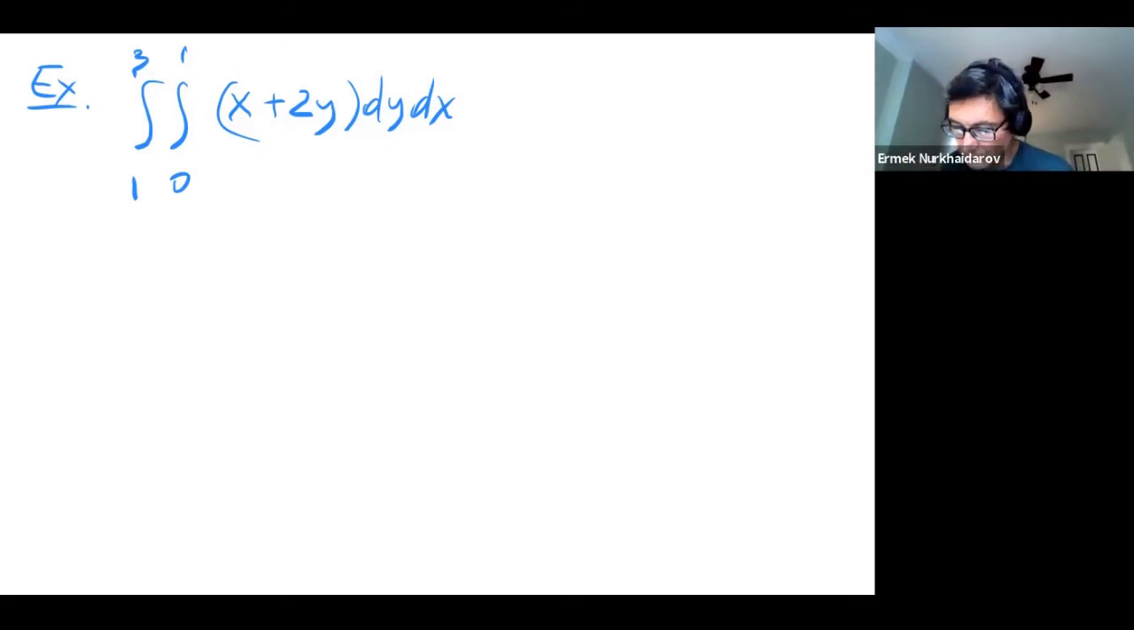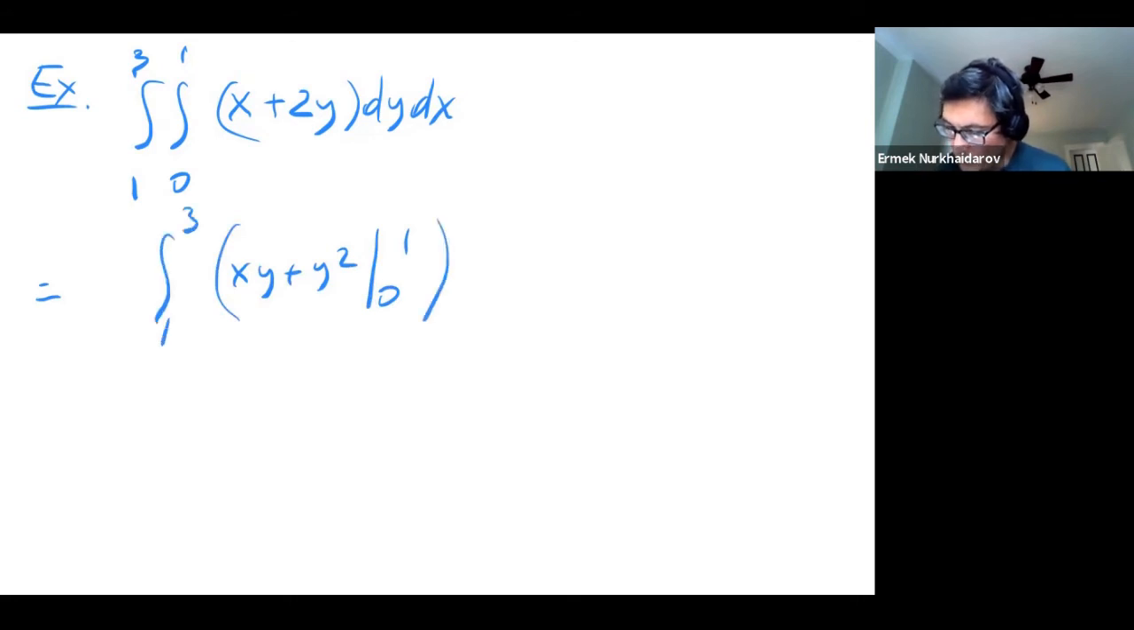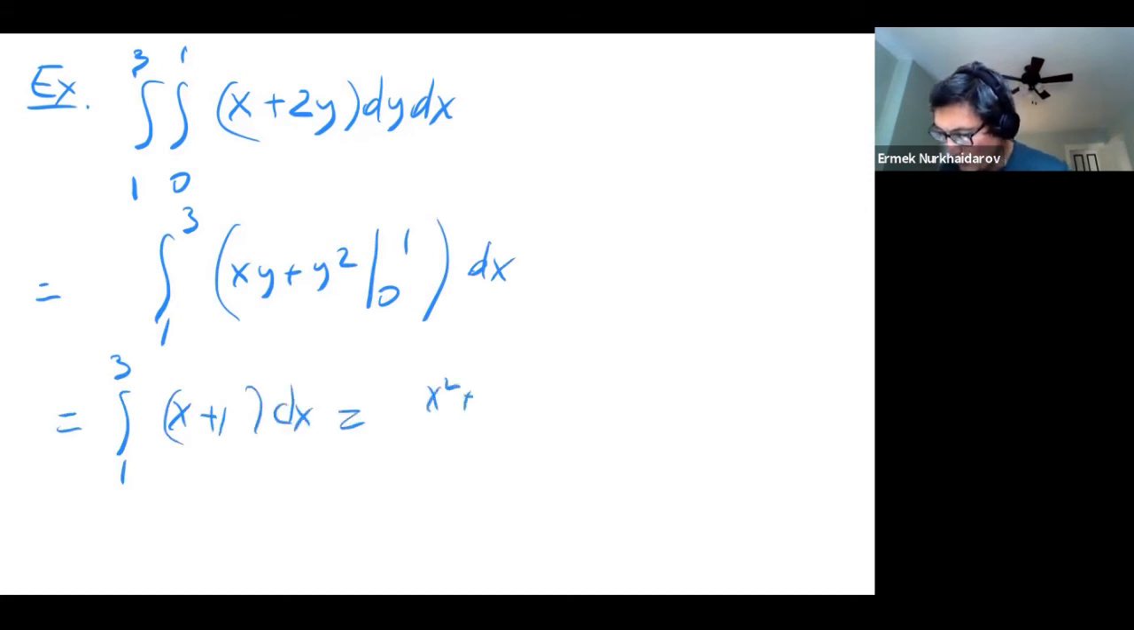So we're going to get xy plus y squared, where y is from 0 to 1, and an integral from the outside, 1 to 3, dx. So we're going to get the integral from 1 to 3 of x plus 1 dx. So we're going to get x squared over 2 plus x, from 1 to 3. So 9 halves plus 3 minus 1 half minus 1. So 4. It is something like that.